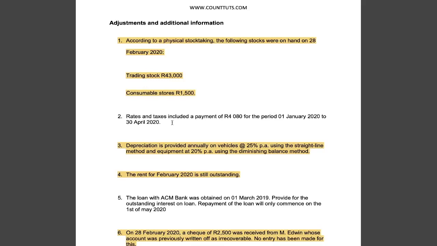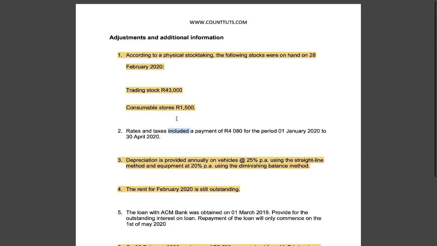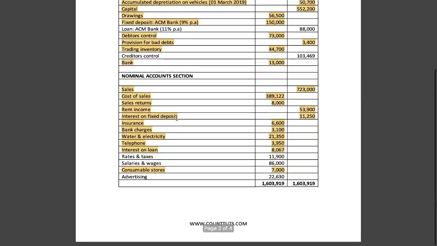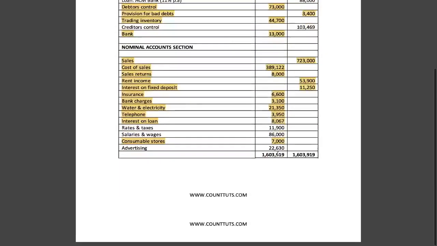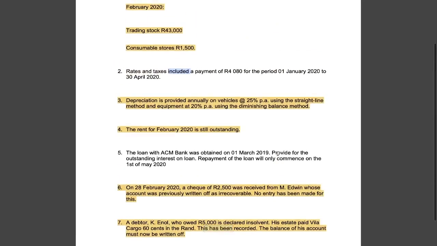So as you can see here, we have paid 4,080 rand, and it's important to remember that it's included. Rates and taxes included a payment of 4,080 rand, which means it is included in these 11,900. But we know that everything we have paid for after 28 February 2020 does not belong to this period, so it will not go into our income statement. And we have paid from the 1st of January 2020 all the way to the 30th of April 2020.